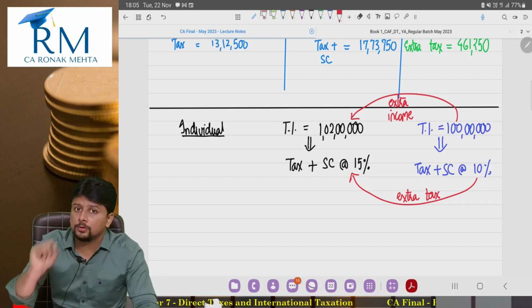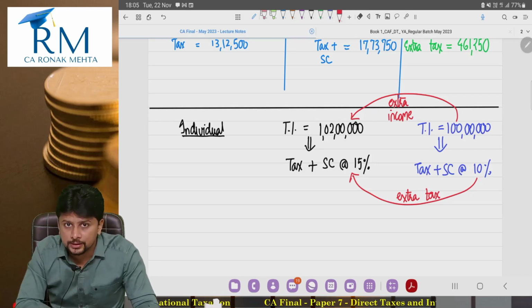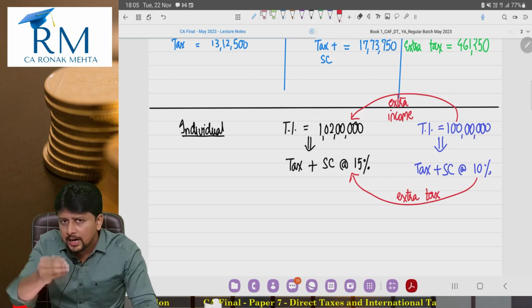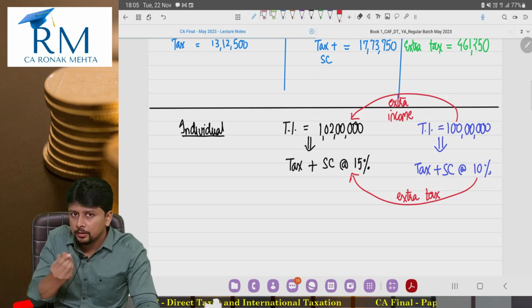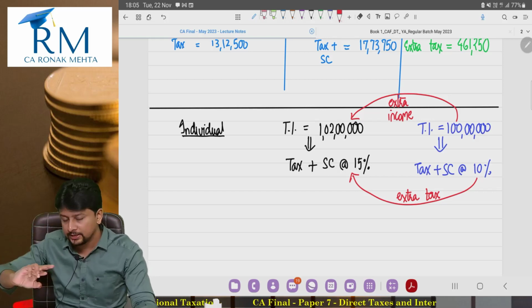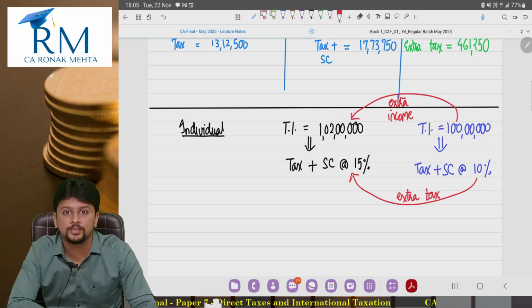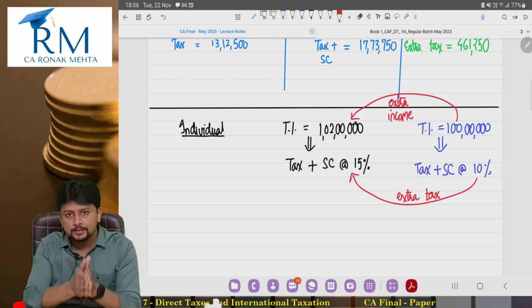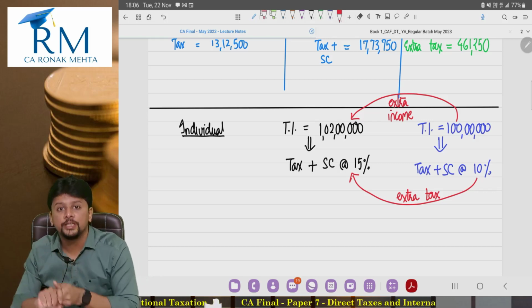Income above 1 crore, 7% surcharge. Income above 10 crores, 12% surcharge. So if the income marginally exceeds 10 crores, by a little bit, 7% will become 12%. Tax will increase to a great extent. Find the marginal relief. There you will be entitled to marginal relief. So like this, marginal relief can arise even when the surcharge percentage changes.